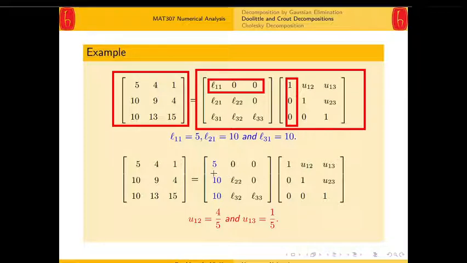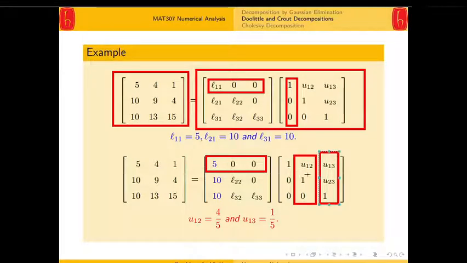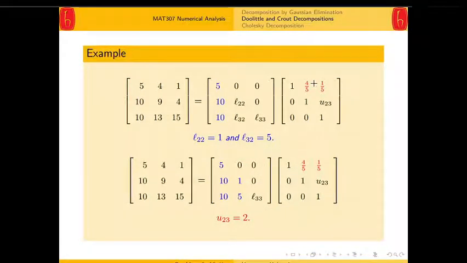Here we substitute the known numbers into the matrix. Then we can multiply the first row with the columns of the upper triangular matrix. This way we will have 5 times U12 is equal to 4, so U12 will be 4/5. And here we have 5 times U13 is equal to 1, so U13 will be 1/5. Okay, we substitute these numbers there.